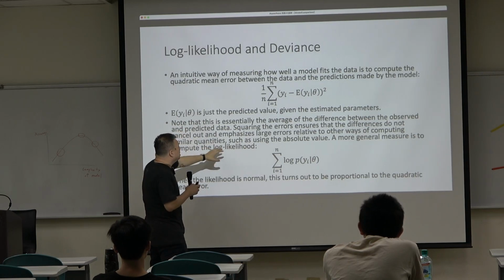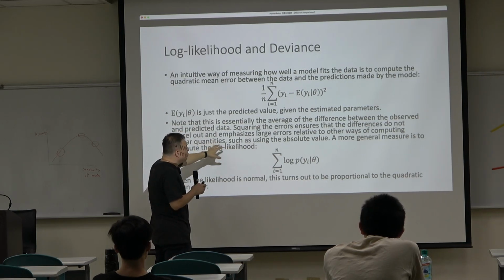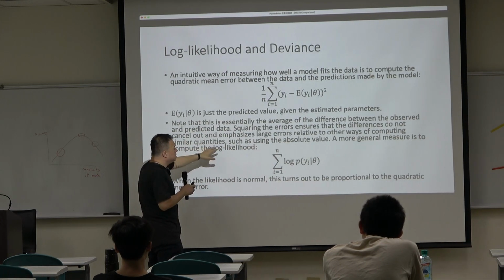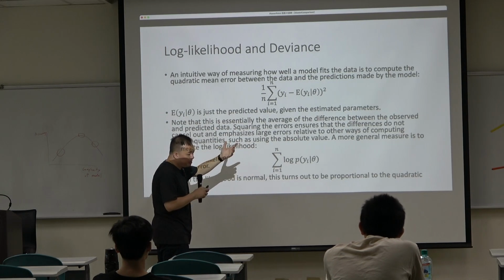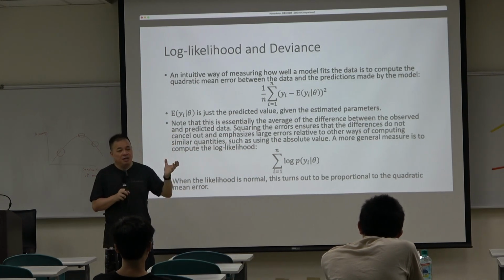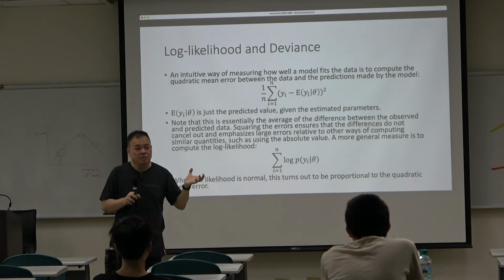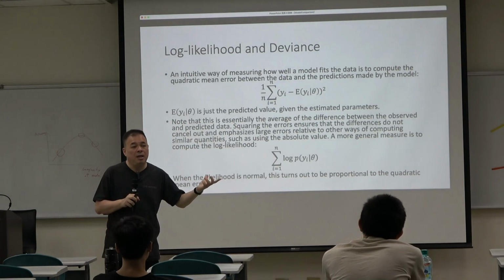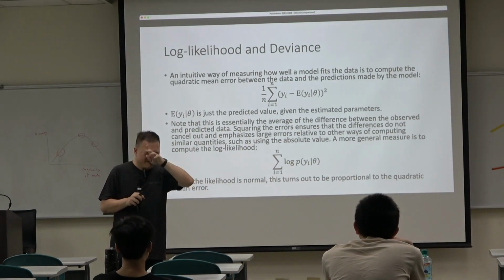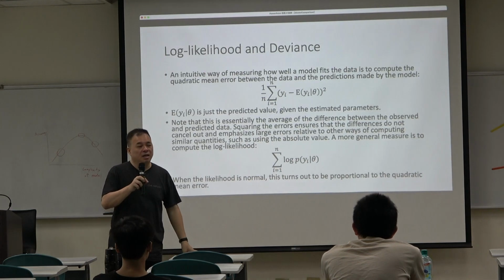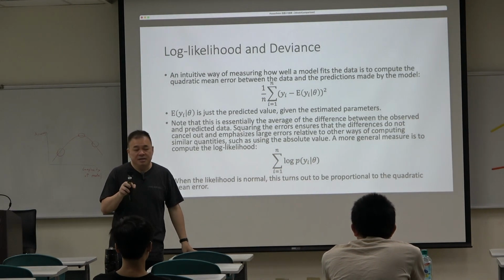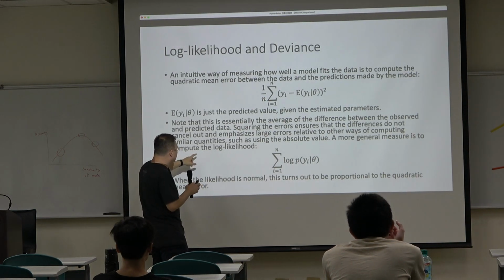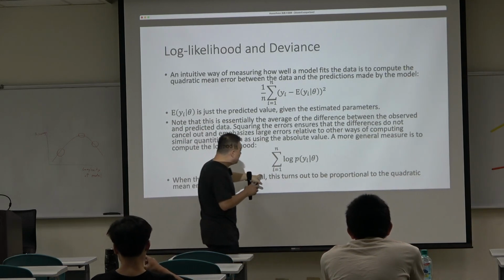So another way, okay, there are other ways to compute similar problems. For example, you can use the absolute value. If you use absolute value, obviously errors will not cancel out each other, right? But you will not be able to penalize larger errors over small ones. And the more general measure is to compute the log likelihood.